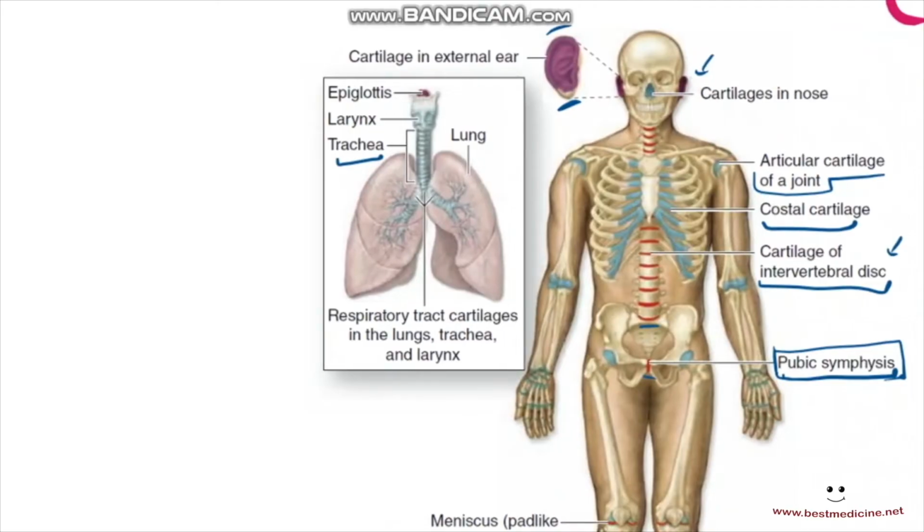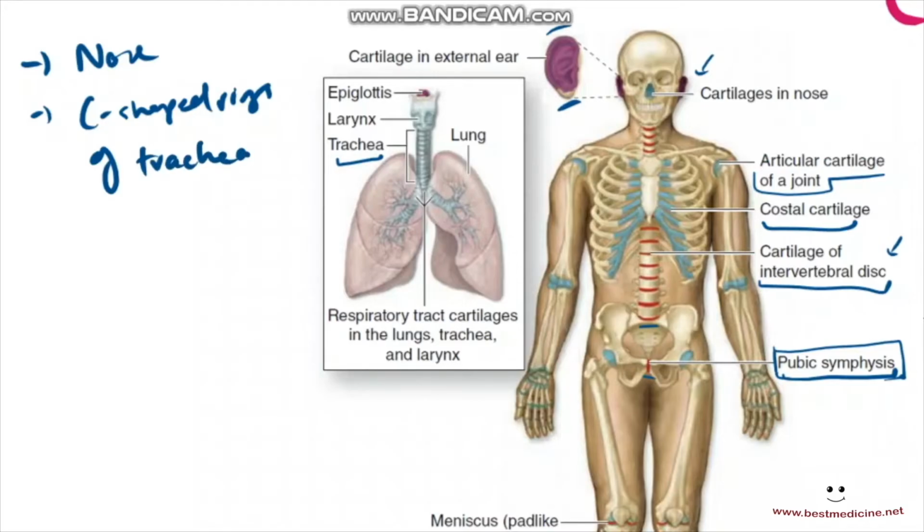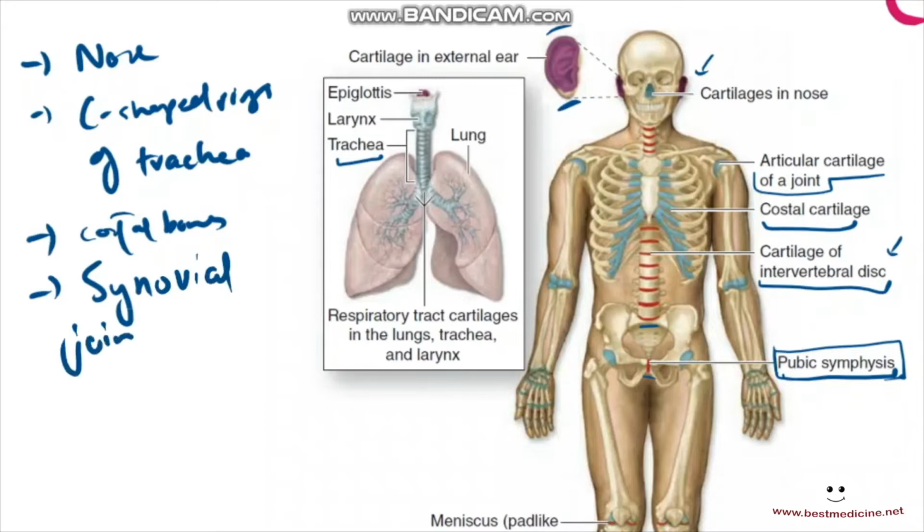In this diagram, I'm going to write the anatomical locations down over here, but basically it's present in the nose, of course, and then it's present in the C-shaped rings of the trachea. It's present inside the respiratory tract, and it helps keep the respiratory tract open. Another place where it's present is the costal bones. At the end of costal bones, it's got the costal cartilage, and you must have studied this in anatomy. It is also present in synovial or articulating joints, sliding joints, and it helps the bones to articulate with one another.